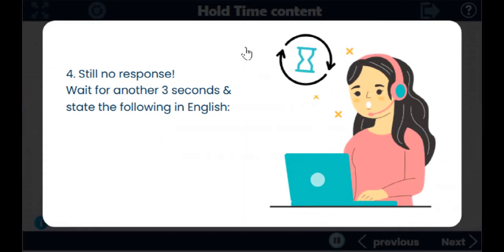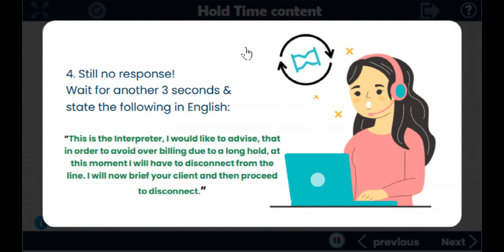Still no response. Wait for another 3 seconds and state the following in English. "This is the interpreter. I would like to advise that in order to avoid overbilling due to a long hold, at this moment I will have to disconnect from the line. I will now brief your client and then proceed to disconnect."